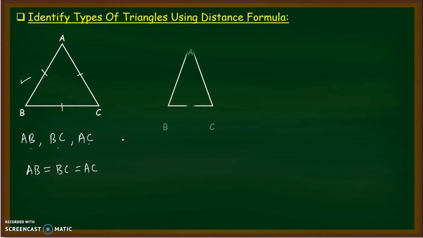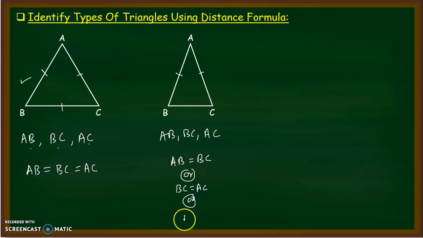The second type of triangle is the isosceles triangle. The property of an isosceles triangle is that any two sides are equal. So if you want to find out whether the points will make an isosceles triangle or not, here also find out the values of AB, BC and AC, and check whether the lengths of any two sides are equal. Either AB is equal to BC, or BC equal to AC, or AB equal to AC. If any of these three conditions is satisfied, we can say that the triangle will be an isosceles triangle.